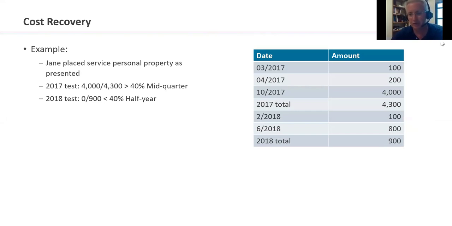So for those two assets, I'll use the half-year convention. That convention will apply for the entire life of the asset. So even though 2017 was a mid-quarter convention, that applies to those three assets in 2018, in 2019, in 2020, until they're fully depreciated. For the 2018 assets, it's the half-year convention until they're totally depreciated.